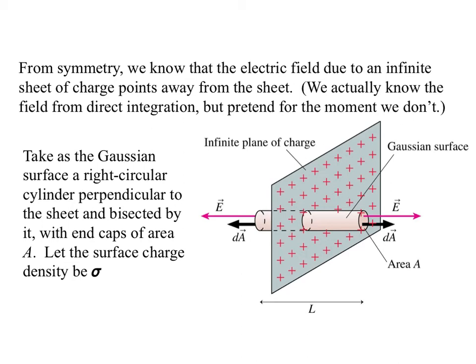Let's take a Gaussian surface, a cylinder, which punches through like a straw through the sheet. And let's make the cylinder be bisected by the sheet, and let's let the area of the end caps be A. And the area of this would be something related to the length and the radius. Let's assume that the charge sheet has surface charge density sigma. So here's our geometry. Most important thing about the geometry is notice that the electric field is pointing away, and for the caps, the element of area is also pointing away.